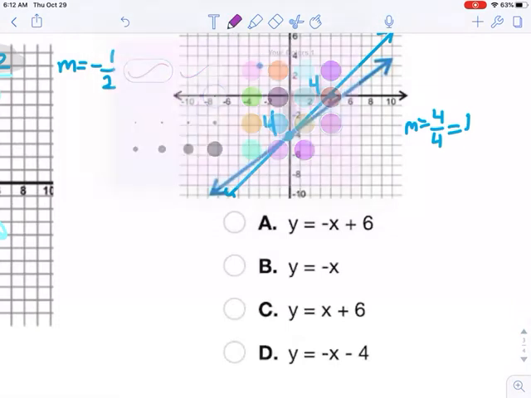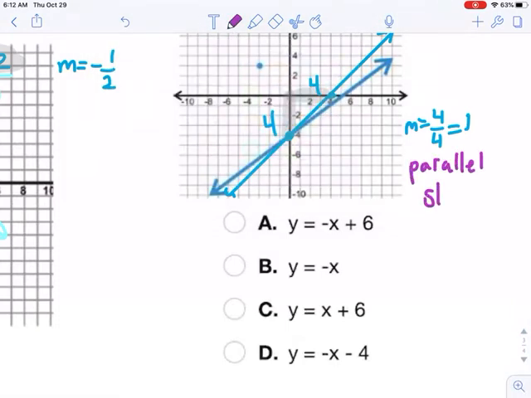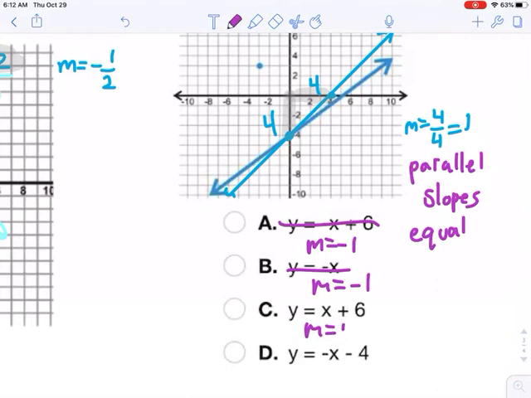All right? Because remember, parallel slopes are equal. So the slope in this one is negative 1, out. The slope in this one is negative 1, out. The slope in this one is 1. Ding, ding, ding. This is the winner.